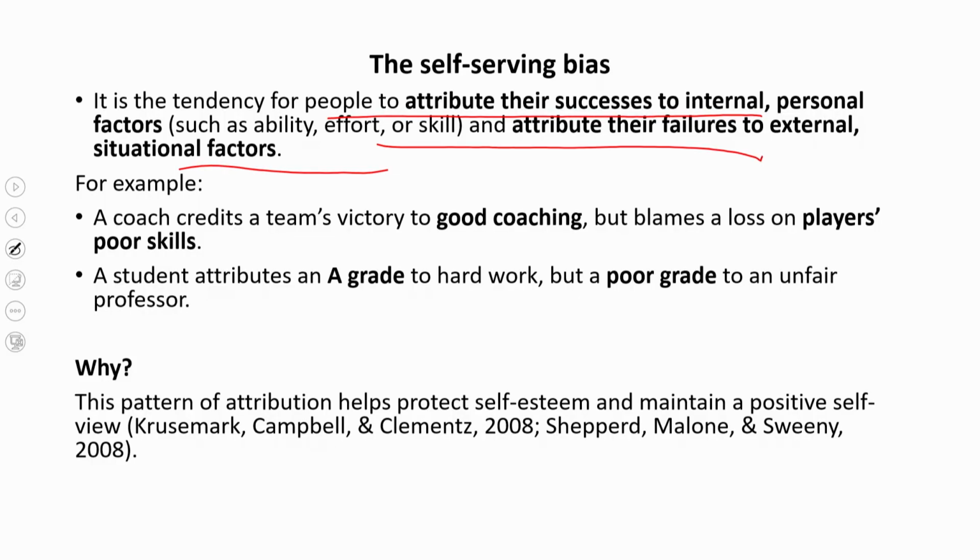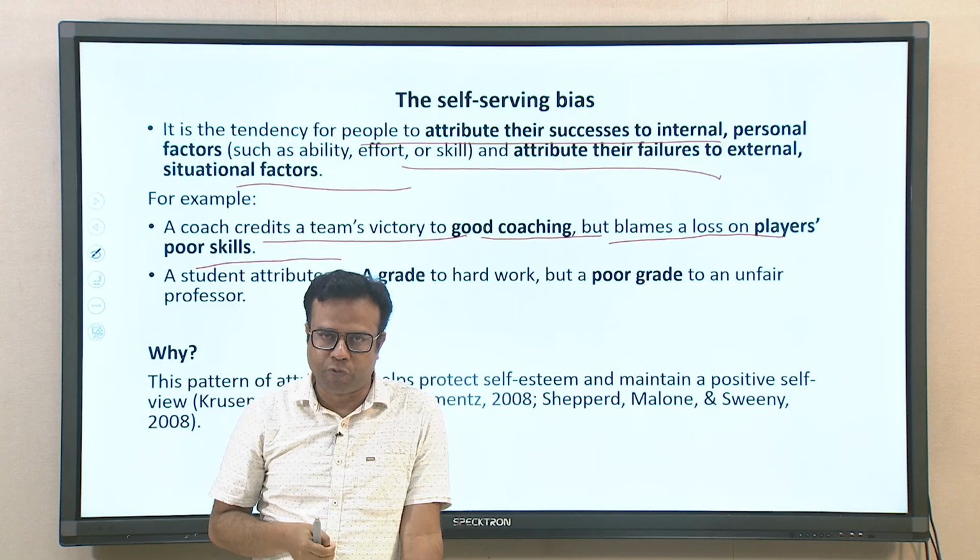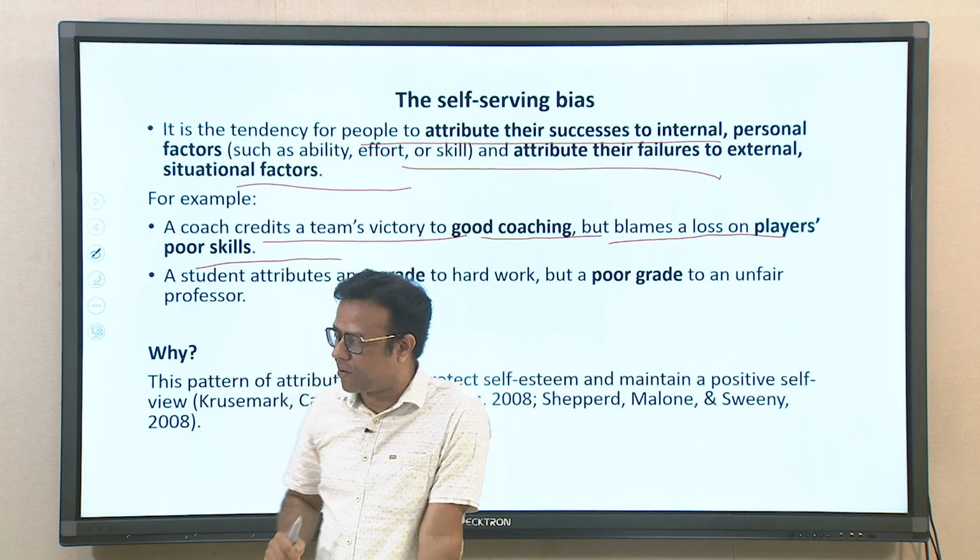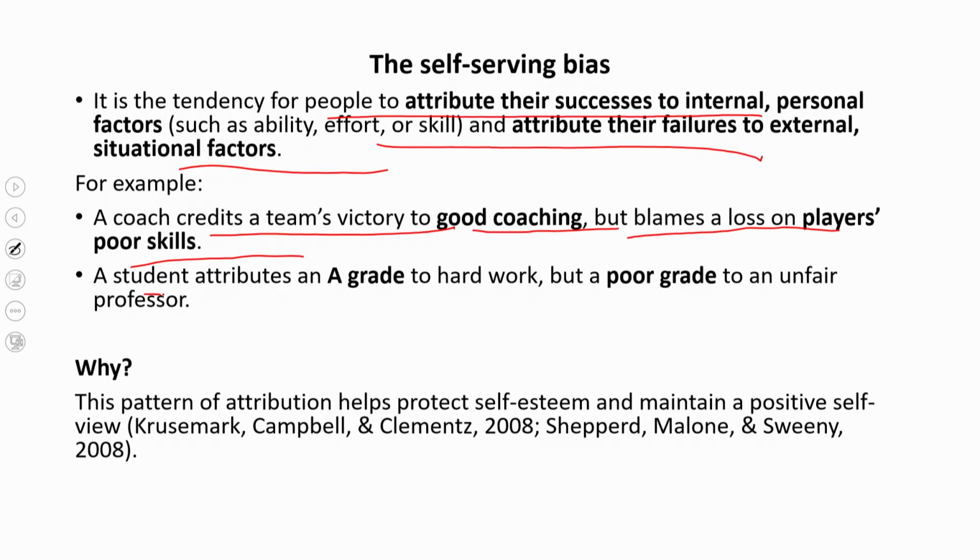For example, a coach takes credit for the team's victory, attributing it to good coaching. Generally he may think that it is because of my good coaching that the team won, but blames a loss on players' poor skills. When they fail, you blame the players, they have not played well and so on. So, this is an example of self-serving bias. A student attributes an A grade to hard work, but a poor grade to an unfair professor. And this is an example of self-serving bias.